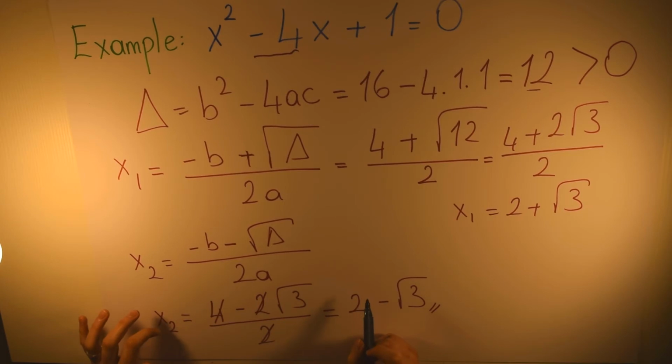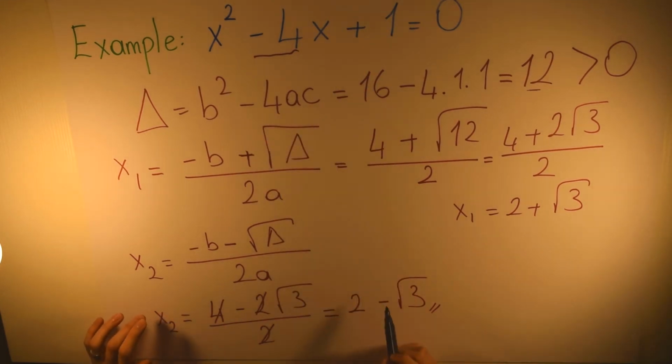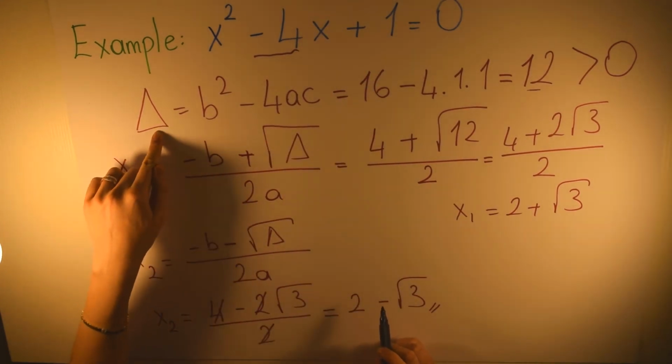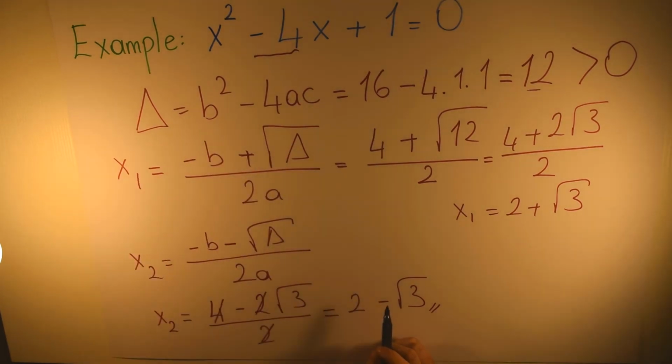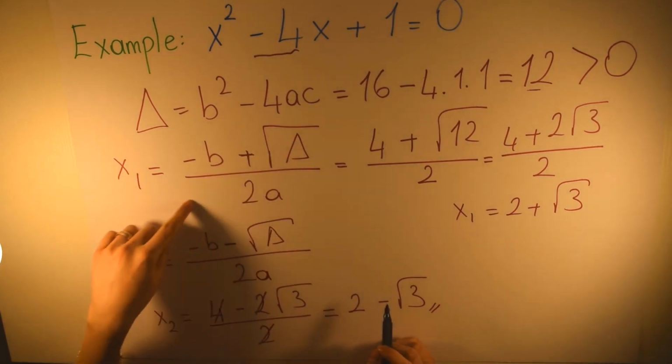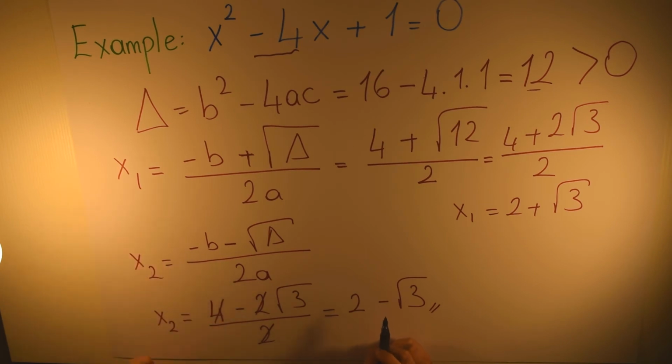So when you see this kind of example, first you need to find your discriminant, so you will see if you have real roots or not, and after that you will just apply the quadratic formula.